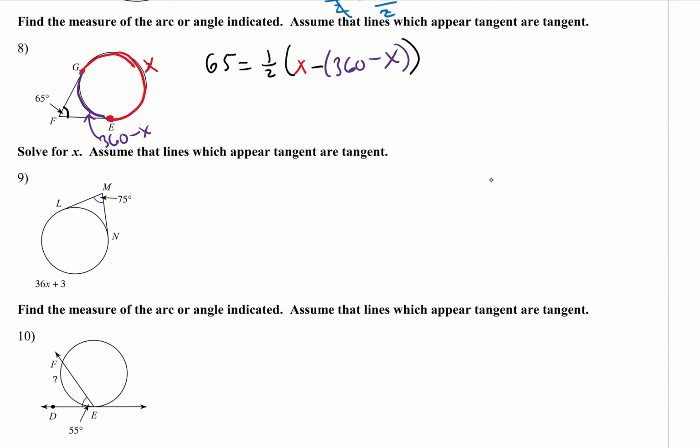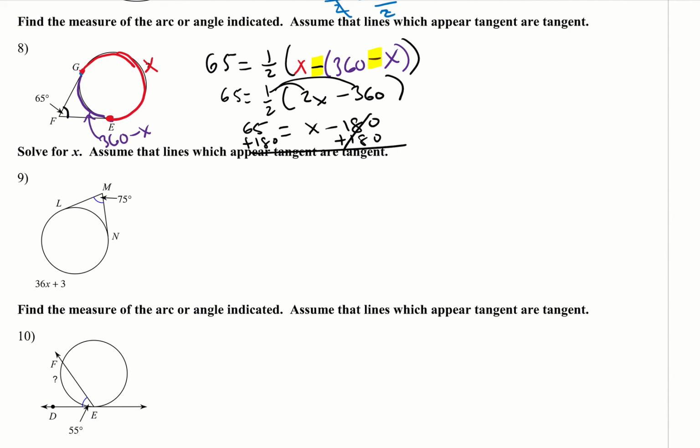And then you can solve this. So we have 65 equals half. Then you got a double negative here, which turns that into a positive. So that's going to be 2x, and then minus 360. And then cut each of these in half. So you get half of 2 is 1, 1x, and then half of 360 is 180. Then we can add 180 to both sides to get x, and I'll leave that to you guys to get the final value of x there.